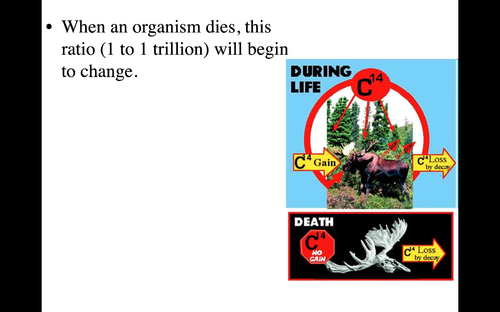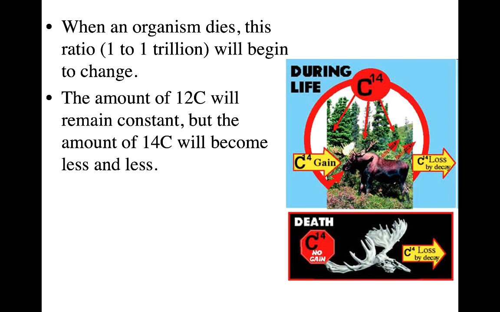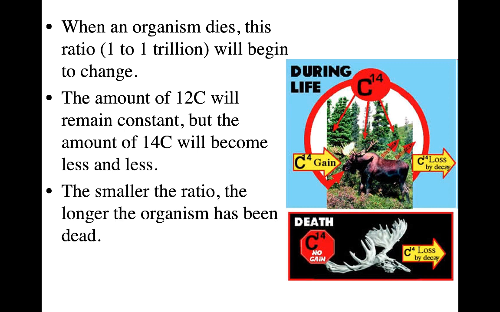But the moment that organism dies, that's going to begin to change. The carbon-12 is going to stay constant, but the carbon-14 is going to become less and less and less over time because it is being lost to decay, but we're not gaining any new because it's not alive anymore. The smaller that ratio becomes, the longer the organism has been dead. I'm going to run you through a quick piece of math, so hopefully this all comes together and makes sense.